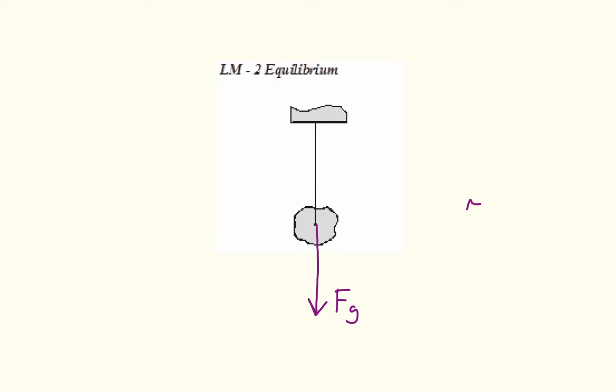My other force, my counter force to this, is going to be the string pulling up. That string will pull with exactly the same amount of force, but in the opposite direction. So I go straight up, and I'm going to label it F sub t because that's my tension force. So this force and this force are equal, but they're going in opposite directions, which puts it into equilibrium.